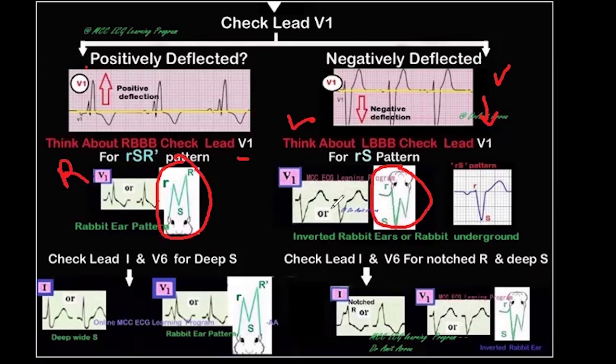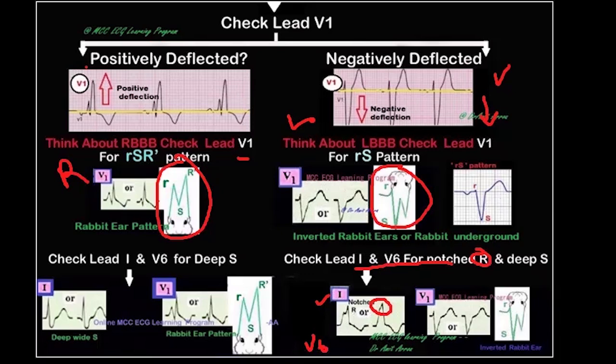So here you can see if the complexes are negatively deflected, check V1 and check for the RS pattern, small r and deep S, and check again for the same lead 1 and V6 for the notching of the R wave. If you see very carefully, you have to pay utmost attention. You will see in lead 1 and V6 both, the notching of R wave.